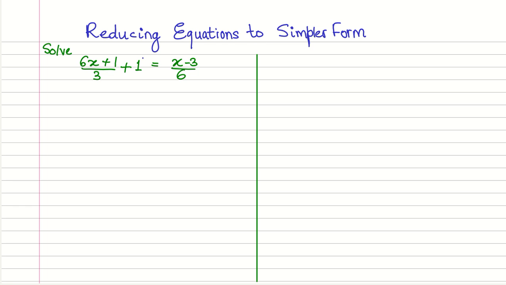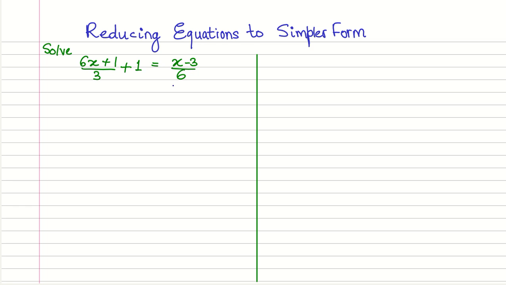Okay, in this video, we will look at equations that seem complex at first, but when we simplify them, they become simpler and make solving the equation easier. So let us look at one such example over here. We are told: solve (6x + 1)/3 + 1 = (x - 3)/6.